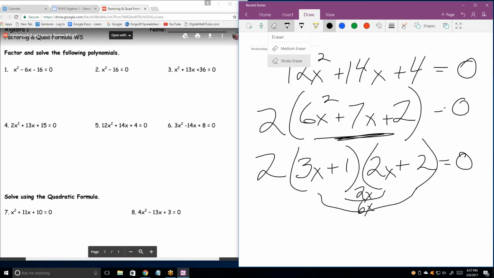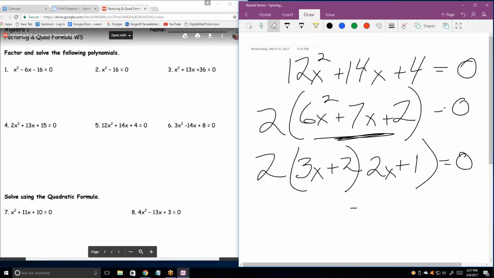Okay. Let's do the only other possibility, which is a 2 here and a 1 here. Now do it. That's 4x, that's 3x, both plus, add them together, that's 7x. That tells me I've done it properly. Okay, so that's a huge part of factoring, is doing that inside and outside.